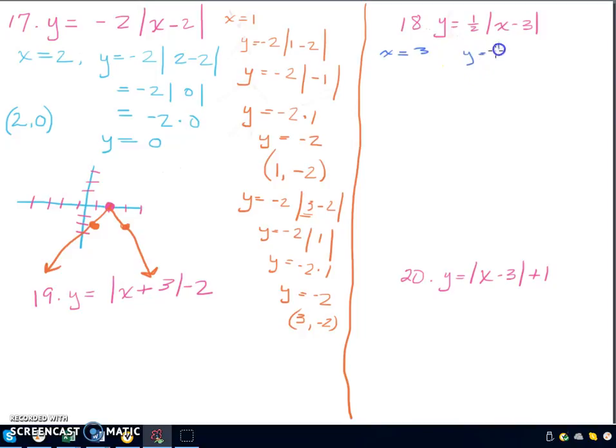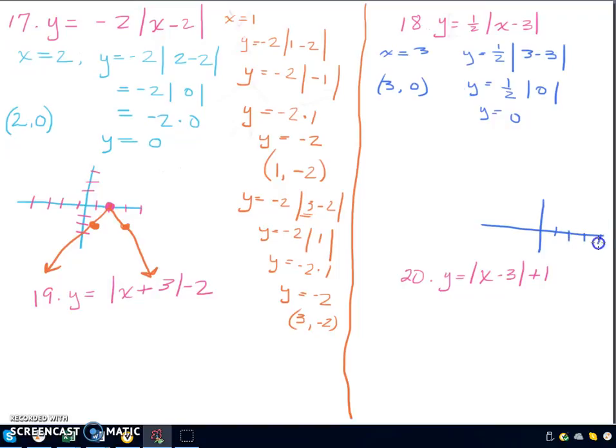Y is equal to 1/2. It's a positive 1/2, so we know it's going to be going upright like a normal v. And we're going to have 3 minus 3, which makes it 0, which is what we're always looking for our first point. Y is going to be 1/2 absolute value 0. Remember, this is multiplication. So y equals 0. So I can say when x equals 3, y equals 0. That's going to be my first point.